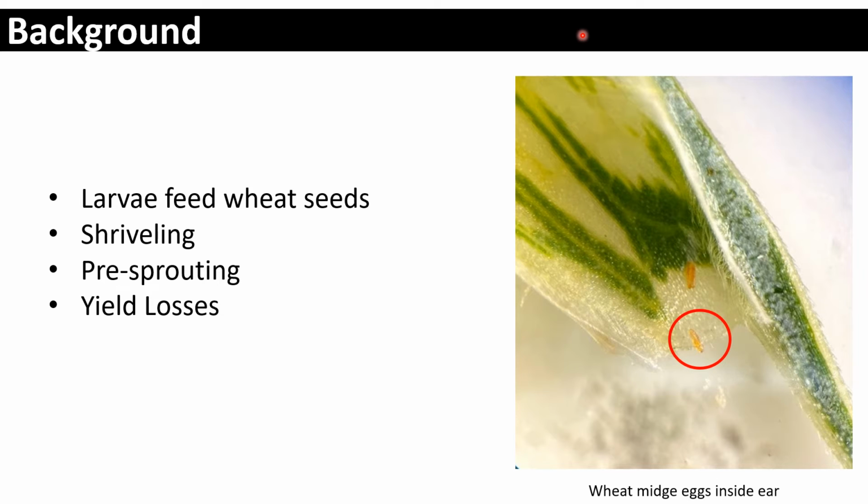Wheat midge damage is difficult to assess, as the larvae attack from the inside of the wheat grain and are hidden within the ear. So they can do huge damage without us even noticing it. To control them, it's important to understand their movements, blooming time, and other important life history traits.